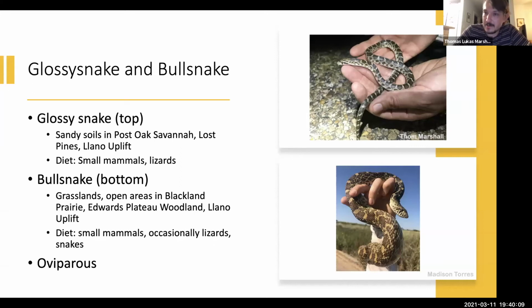The bull snake is one of our larger non-venomous snakes in the area. They're not as common as rat snakes generally in most places, but they play a similar role in that they eat small mammals and occasionally some other types of prey as well. These snakes in central Texas can be found in the Blackland Prairie, and they can also be found further west in the hill country in the Edwards Plateau woodland and the Llano uplift.